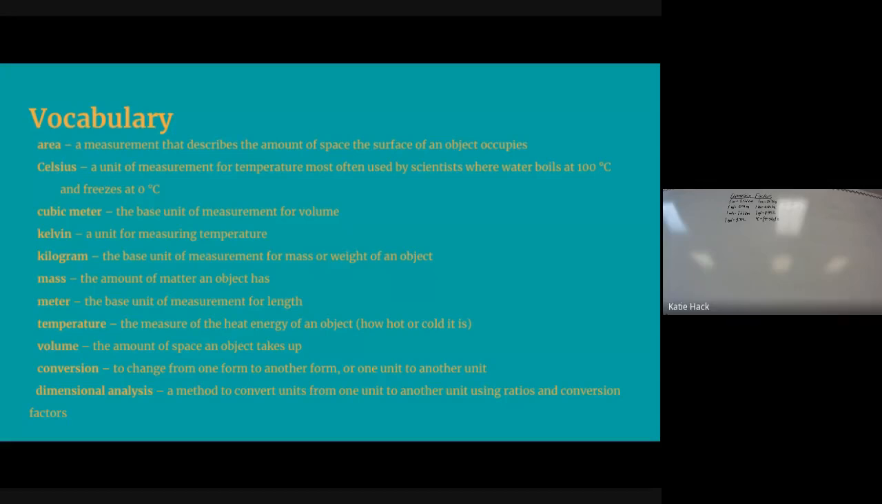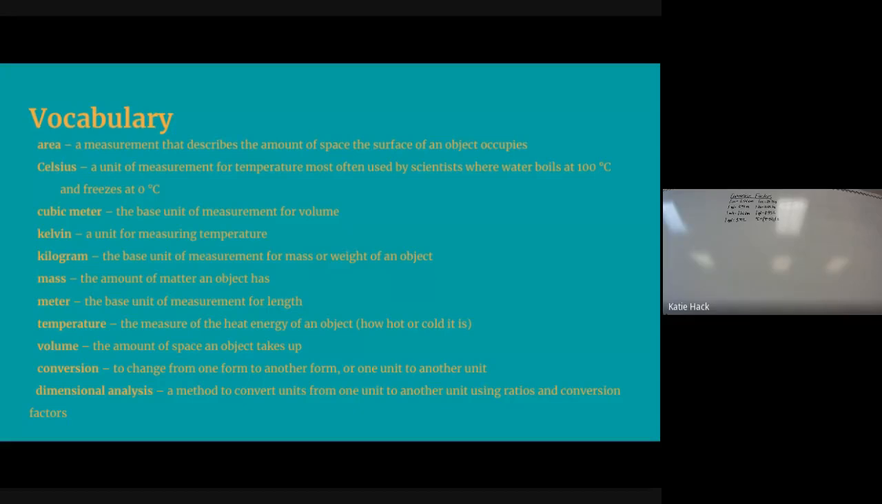Okay, so the cubic meter is going to be the base unit of measurement for volume. Kelvin is the unit for measuring temperature. Kilogram, base unit of measurement for mass or weight of an object. The mass is the amount of matter an object has.